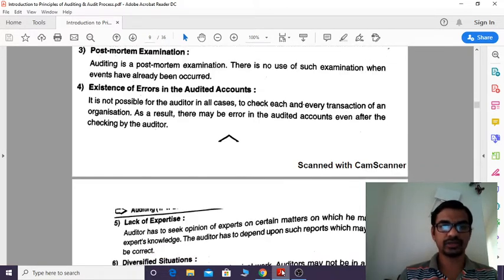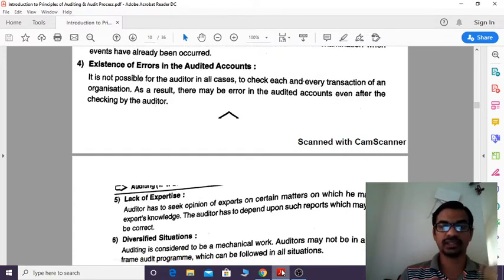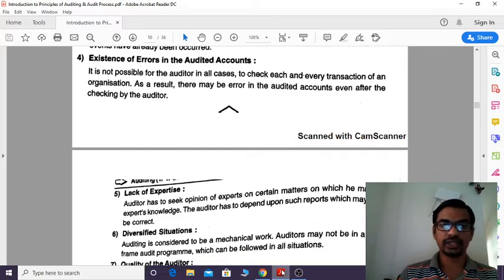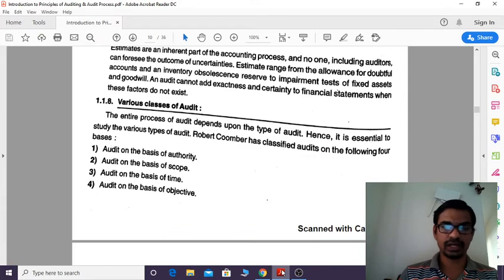Okay, existence of errors in the accounts. In audited accounts, it is not possible for the auditor in all cases to check each and every transaction, so there may be errors in the audited accounts even after checking by the auditor. There are a number of transactions, and auditing is time-bound work. So in a limited time, it is not possible for the auditor to check each and every transaction. Therefore, it puts a limitation on the work of the audit. Okay. So in this way, these are some important limitations.